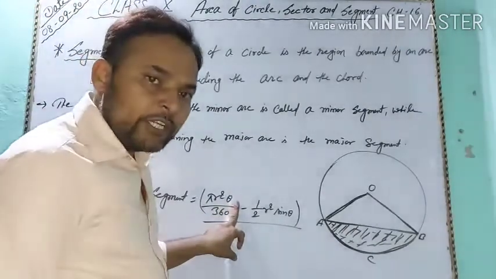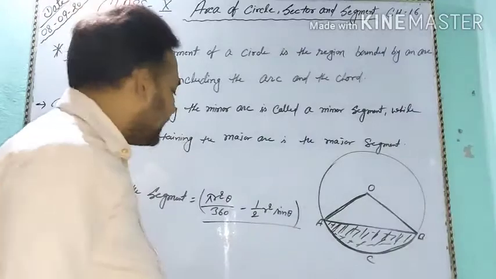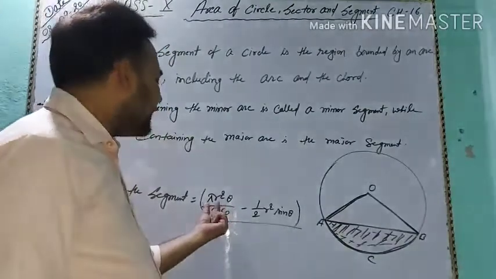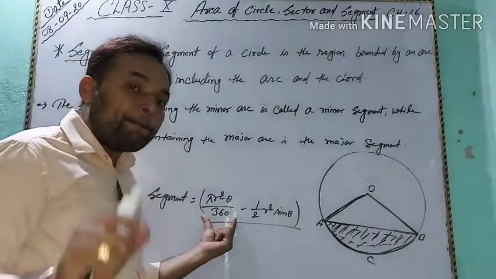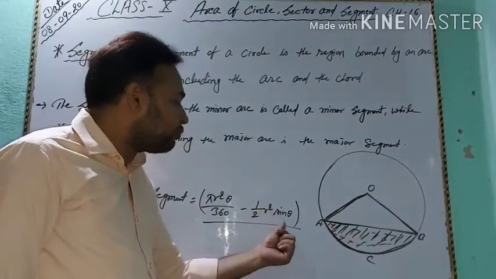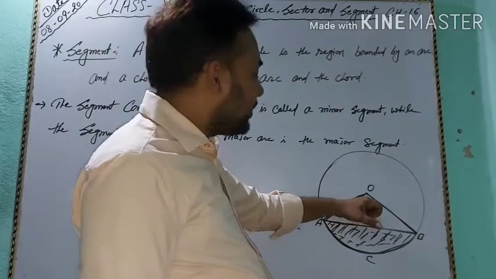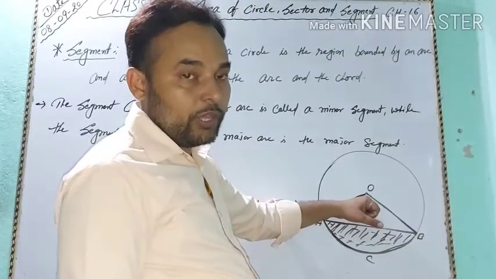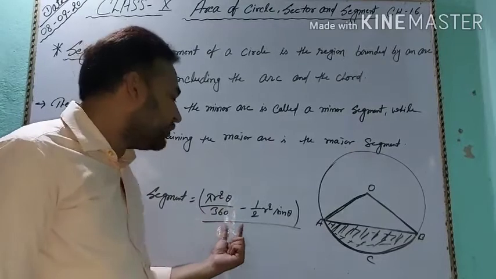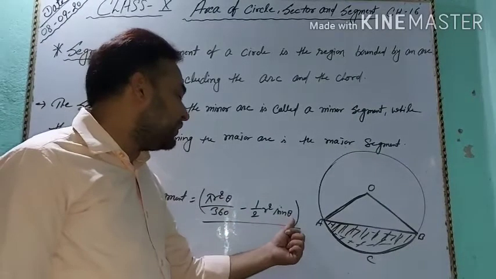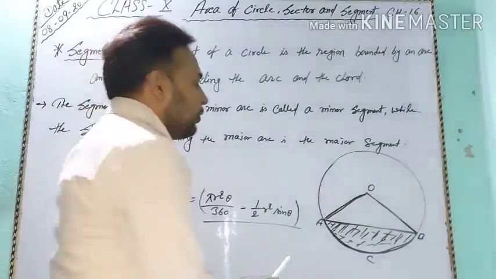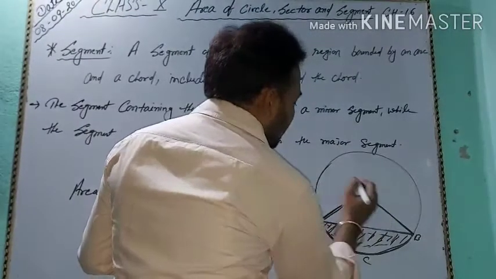If theta is less than 180 degree, that sector is the minor sector, and if theta is more than 180 degree, that sector is the major sector. So pi r square theta by 360 degree is the area of the sector, minus 1 by 2 r square sine theta, the area of triangle OAB. Area of the segment equals pi r square theta by 360 degree minus 1 by 2 r square sine theta. R is the radius of the circle and theta is the central angle of this circle.